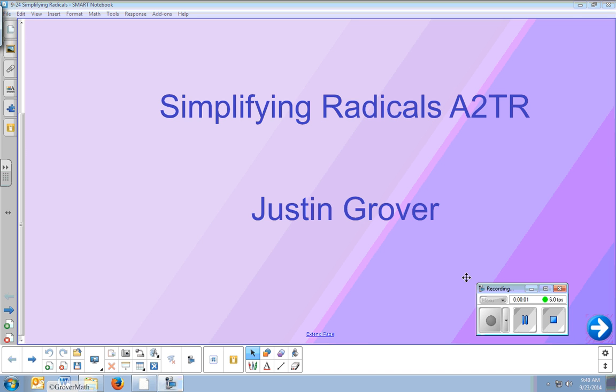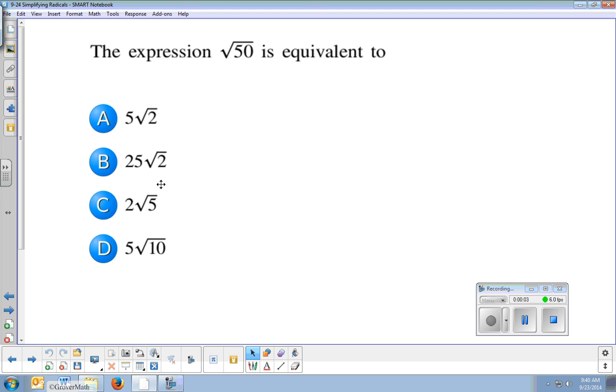Algebra 2, trigonometry, simplifying radicals. The expression radical 50 is equivalent to what? So you should have some experience at this level with radicals and square roots by now. A lot of this is going to be recap of things that you've learned back in Algebra 1, and they're going to get more complicated as we move on through the lecture. But to start off with something simple like square root of 50 and how to simplify that.